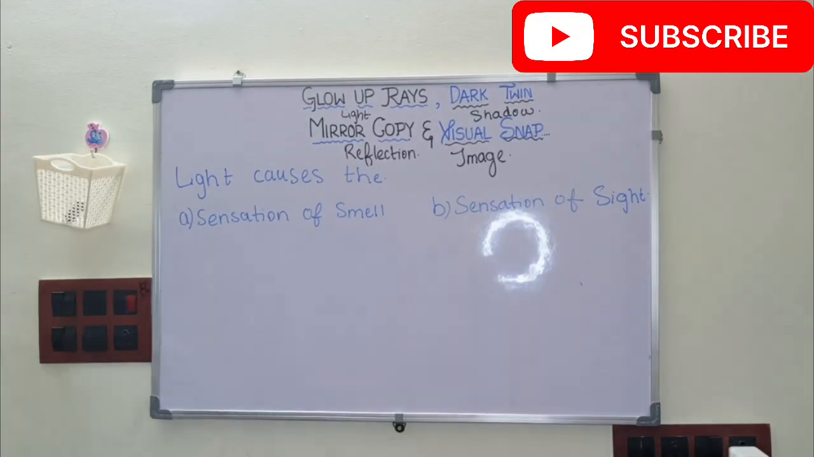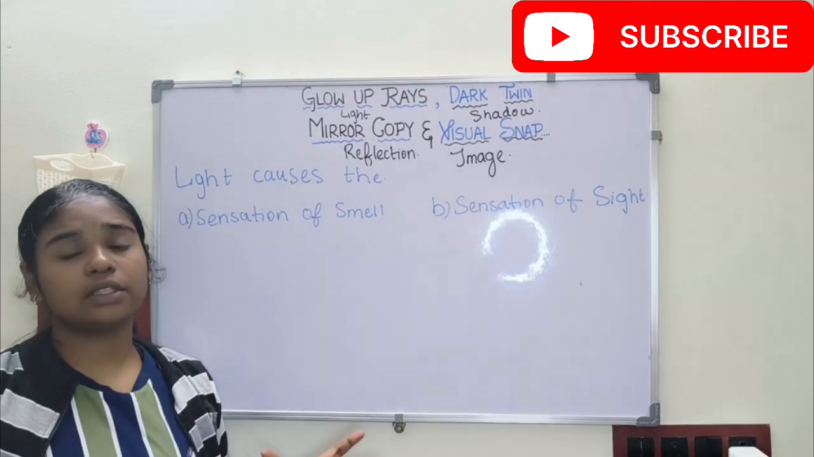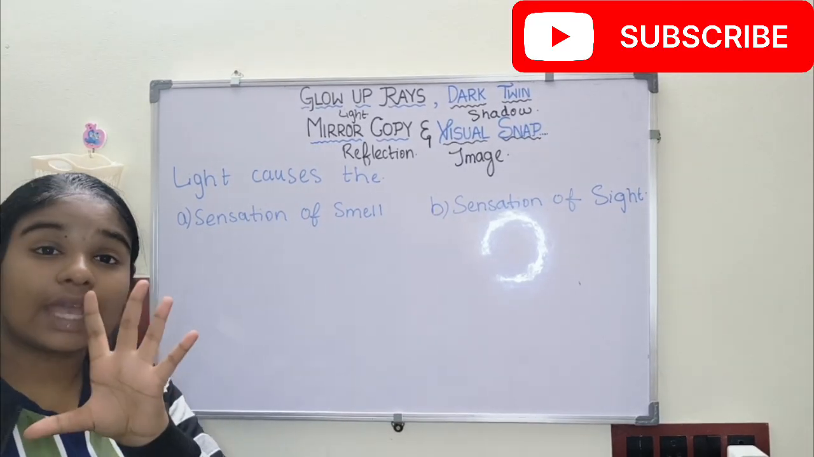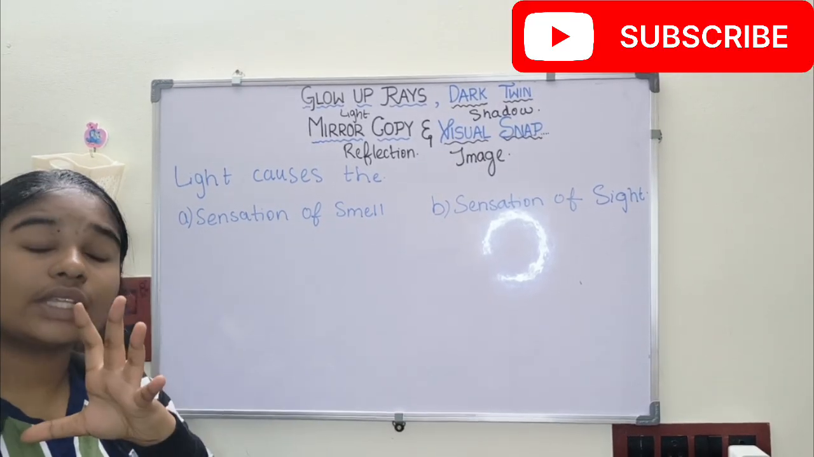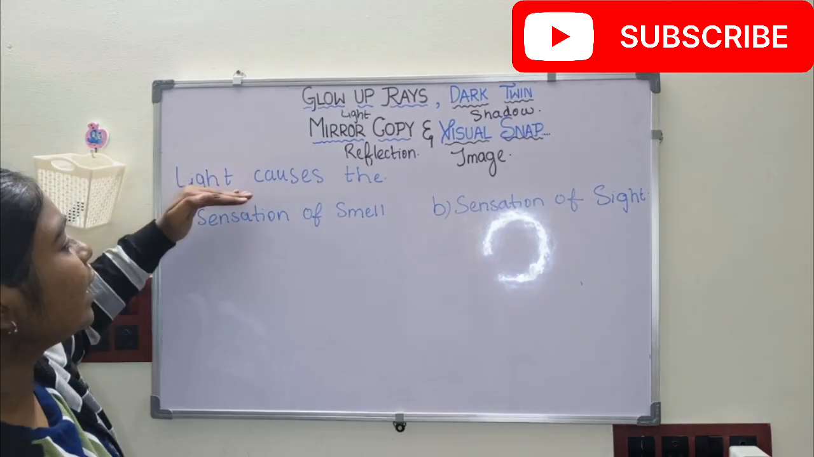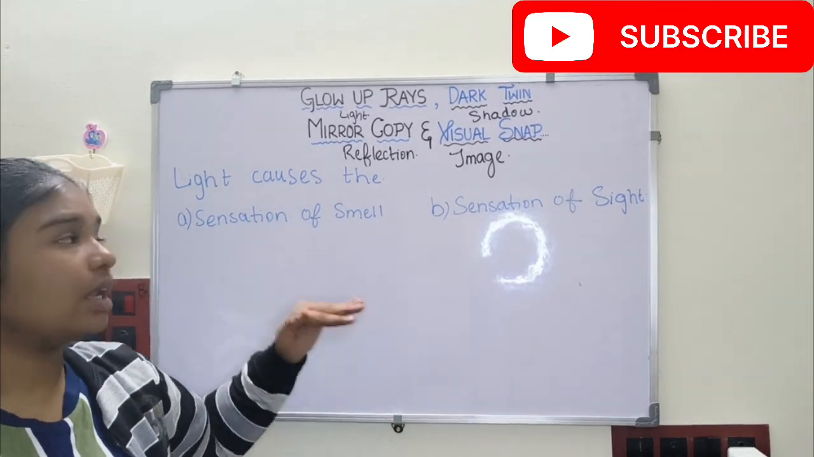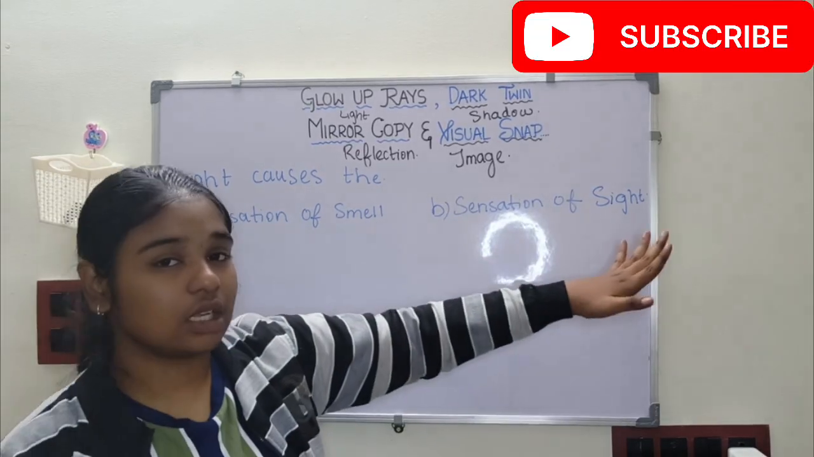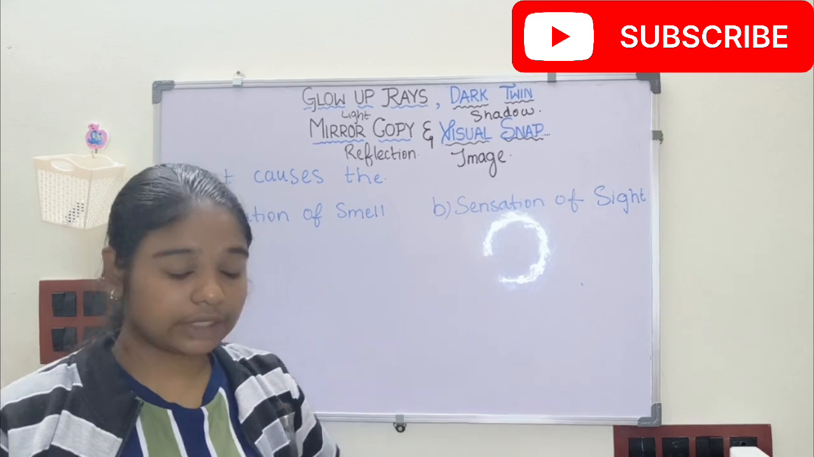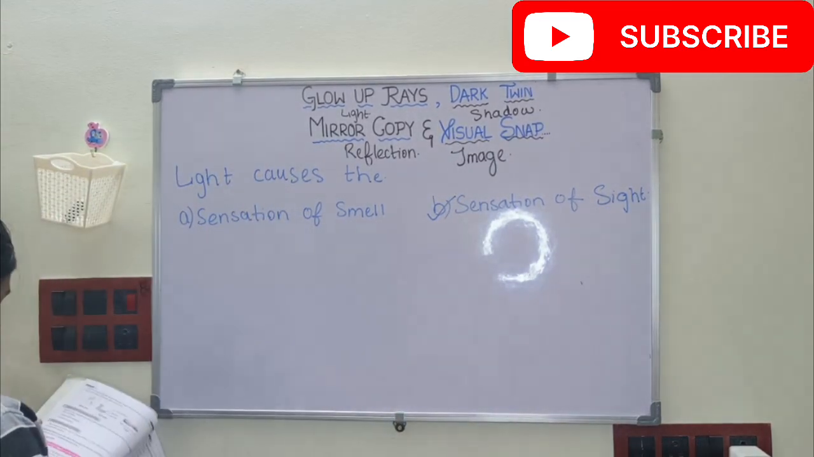Here they're asking you, what does light cause? How does light help us? If you want to do a work, if you want to do something, it helps you to see. Okay? So what does seeing mean? It's sight. They have given you two options. Light causes the sensation of smell? No, it doesn't help you to smell. Light helps you to see. So that means light causes the sensation of sight. Okay? So the option is B. Next question.